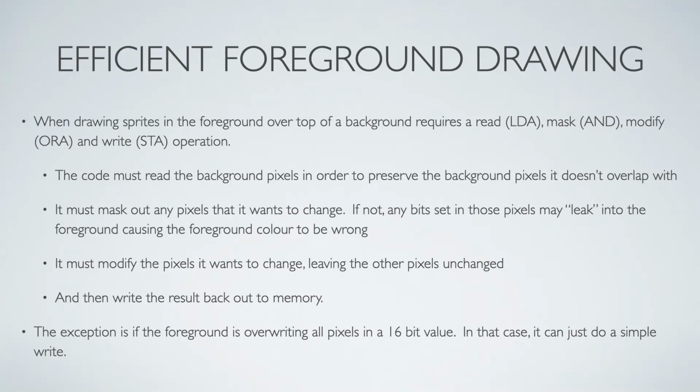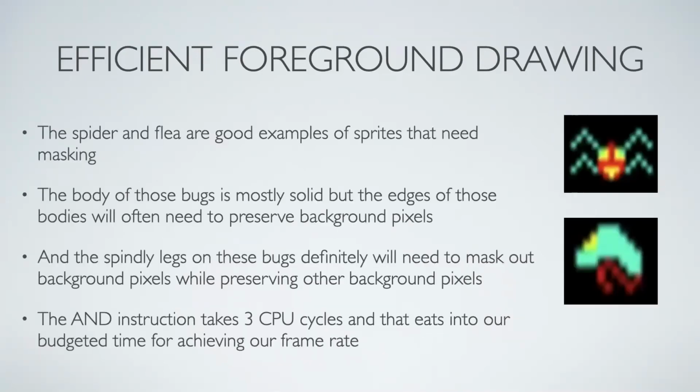If the foreground sprite wants to set all 4 pixels in those 2 bytes, then it doesn't need to do the extra work. It can just write the values it wants. But this costly load, mask, modify, write sequence can happen a bunch. Here are a couple examples of bug sprites which help to demonstrate where we might have this problem. The body of these bugs is mostly solid, but often these bodies don't line up on a 2-byte boundary, and that means the edges may need to preserve background pixels.